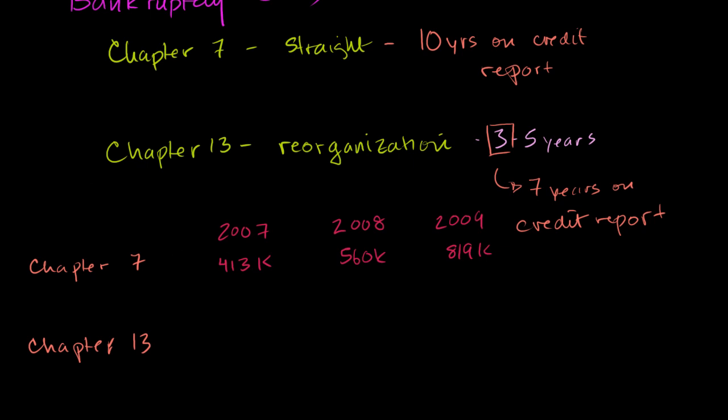And if you look at Chapter 13, in 2007, we had 277,000 filings. So for every four Chapter 7s, there are about three of these. Then we have 334,000 in 2008, and 370,000 in 2009. So you can see they're both increasing really fast, but Chapter 7 is even more dramatic. And you can imagine, because in a situation where people don't have jobs, Chapter 13 really isn't that viable of an option. They really have to do something like Chapter 7.